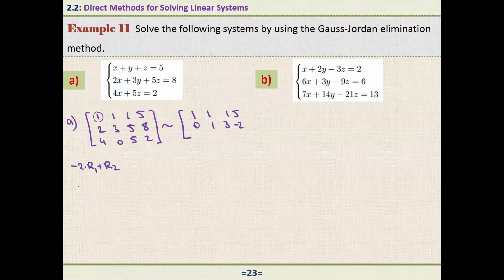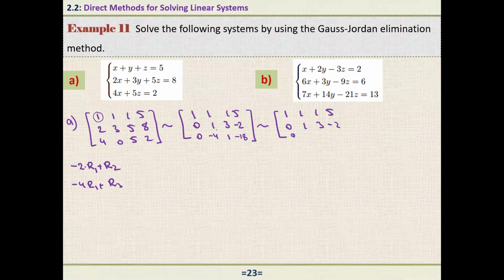How about the third row? We should multiply the first row by negative 4 and add it to the third row. Negative 4 plus 4, that is 0. Negative 4 plus 0, that is negative 4. Negative 4 plus 5, that is 1. Negative 20 plus 2, negative 18. Now we have zeros below the first pivot. So the rows are 1, 1, 1, 5; 0, 1, 3, negative 2; and the third row.